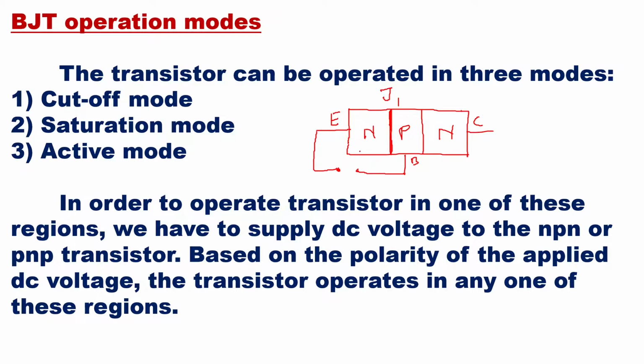Say for example, this is your N-type semiconductor in which you have majority charge carriers, the electrons. If you connect that N-type semiconductor to the negative of a battery, and the P-type semiconductor of the base to the positive of a battery, then we can conclude that the junction J1 is in forward bias condition.